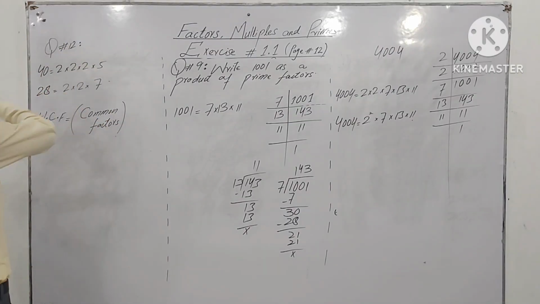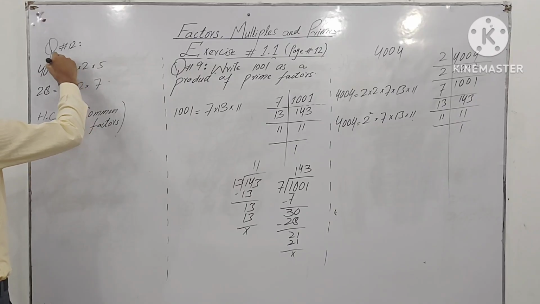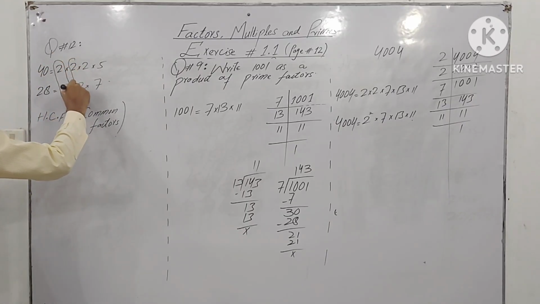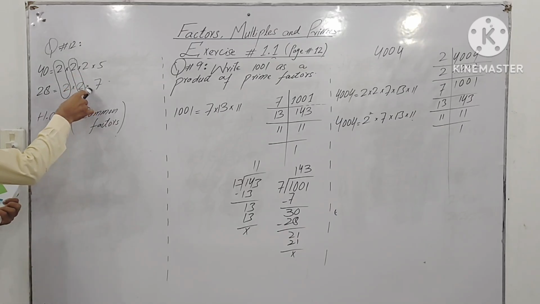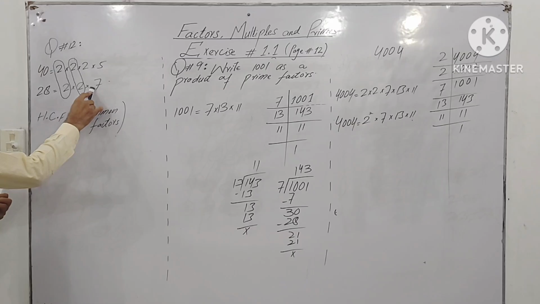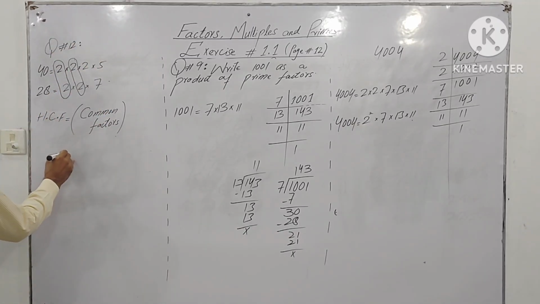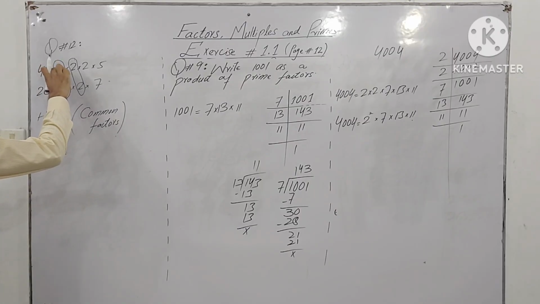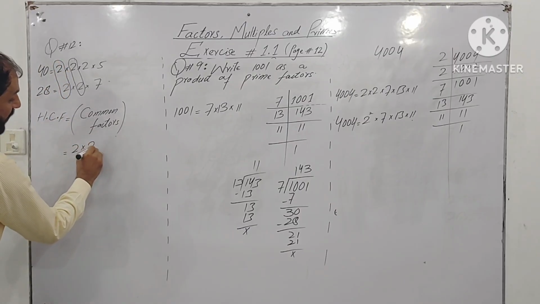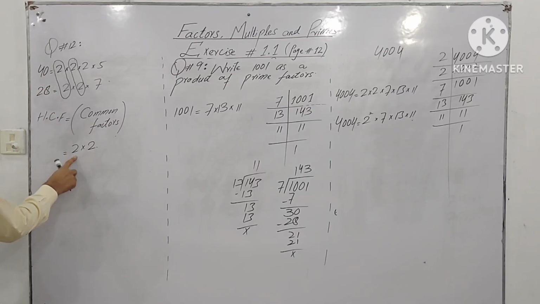What are the common factors? 2 is common in both the numbers. Again 2 is common in both the numbers. Now you can see 2 is available but in the second row 2 is not available. 5 is available but 5 is not available in 28. 7 is available and 7 is not available. It means for the HCF, whatever pair comes, we have to write only 2 and 2. The pair will be written in the form of single 2 and single 2. The final answer will be 4. It means HCF will be equal to 4.